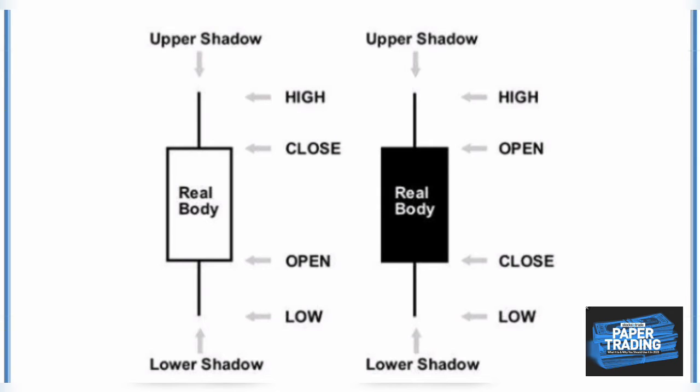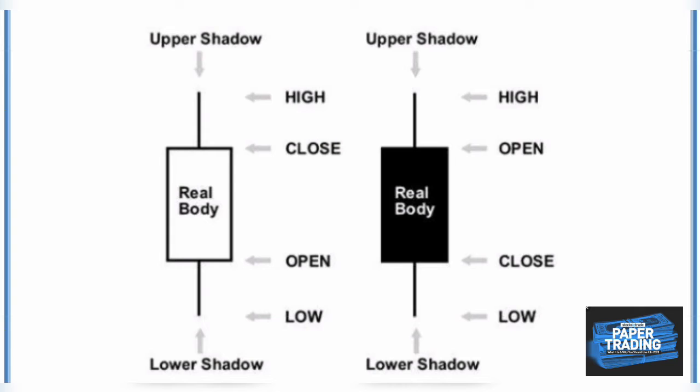So let's start from the basics. Every candlestick has a simple body structure: real body, high, close, open, low, lower shadow and upper shadow. By low and high I mean higher price and lower price, and by open and close I mean opening price and close price. Similar is with the black candle.